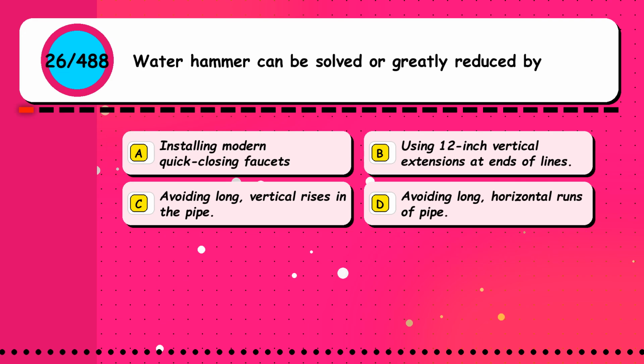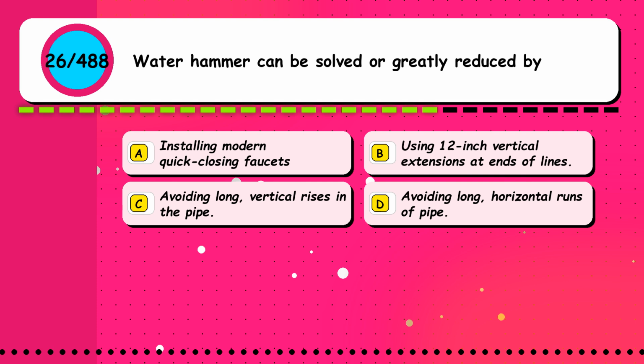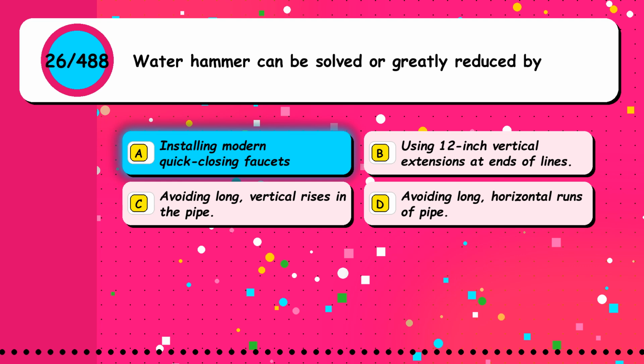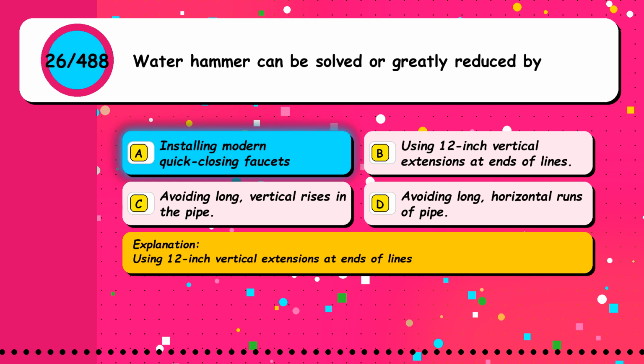Question 26. Water hammer can be solved or greatly reduced by: Option A. Installing modern quick-closing faucets. Option B. Using 12-inch vertical extensions at ends of lines. Option C. Avoiding long, vertical rises in the pipe. Option D. Avoiding long, horizontal runs of pipe. The correct answer is option A. Installing modern quick-closing faucets. Using 12-inch vertical extensions at ends of lines.